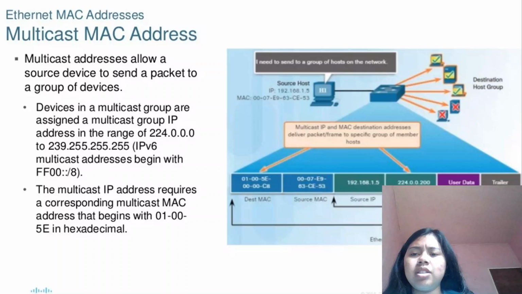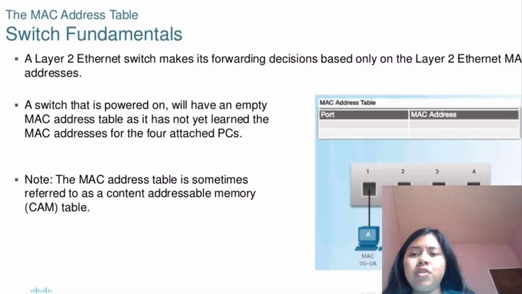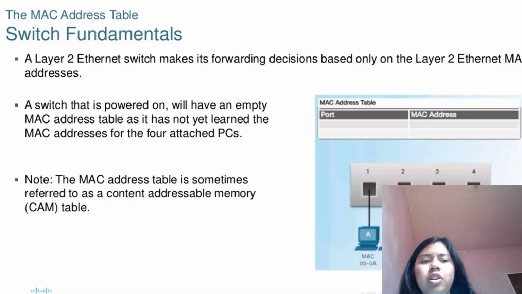LAN switches. Switch fundamentals. A layer 2 Ethernet switch makes its forwarding decision based only on the layer 2 Ethernet MAC address. A switch that is powered on will have an empty MAC address table as it has not yet learned the MAC addresses for the four attached PCs.